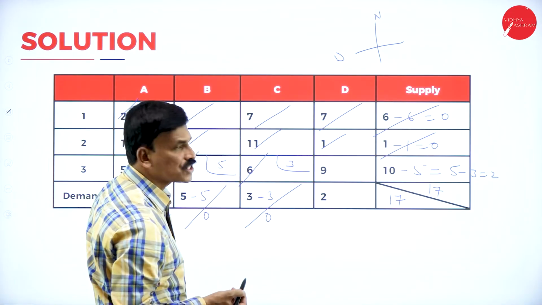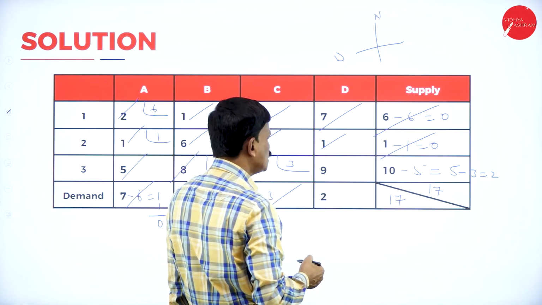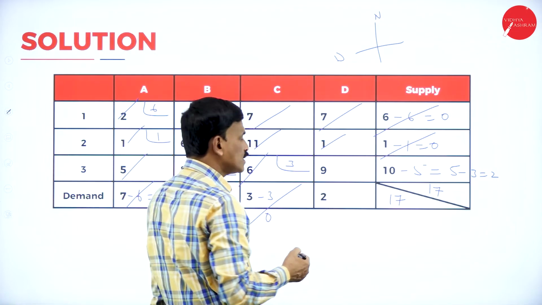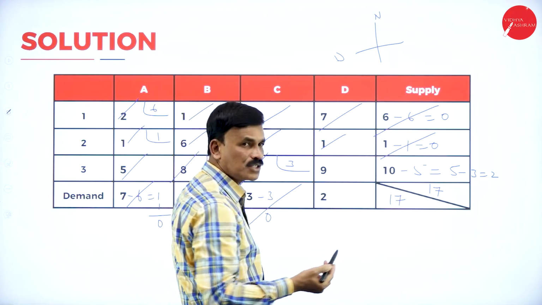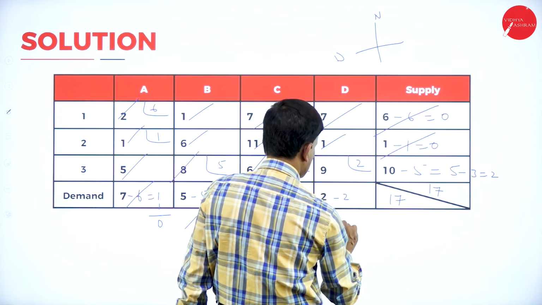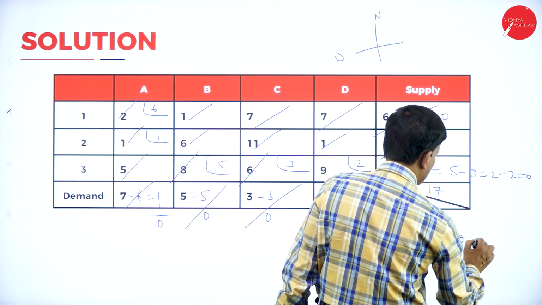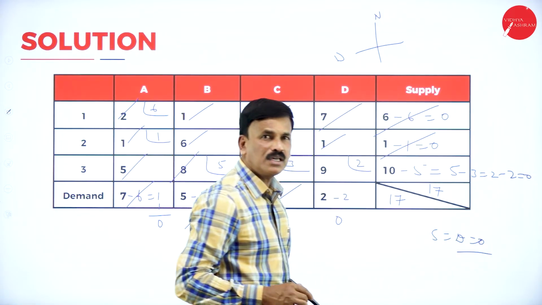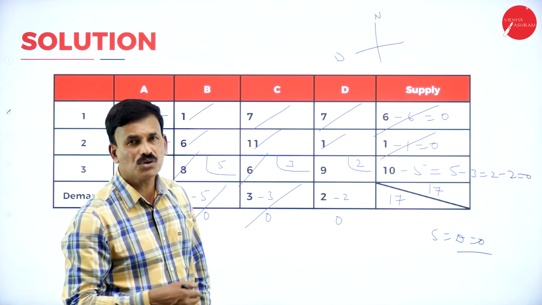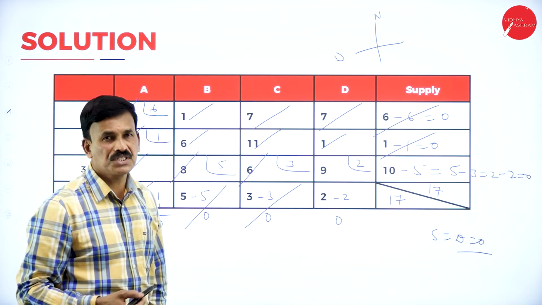Now come to the next northwest element. The next northwest element is 9. See the demand and the supply. Demand is 2 and supply is also 2. This is balanced. You can allocate 2 here. So 2 minus 2 is 0. 2 minus 2 is also 0. So supply and demand are equal. Supply and demand are balanced, that's equal to 0. Hence this is the solution we are going to get at this stage.